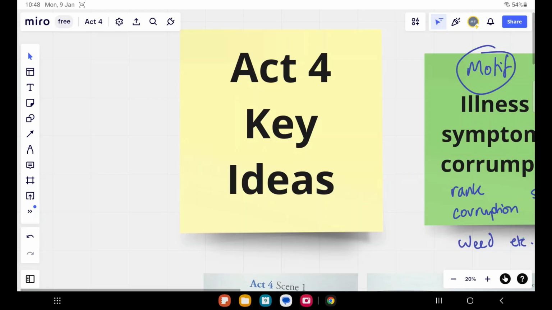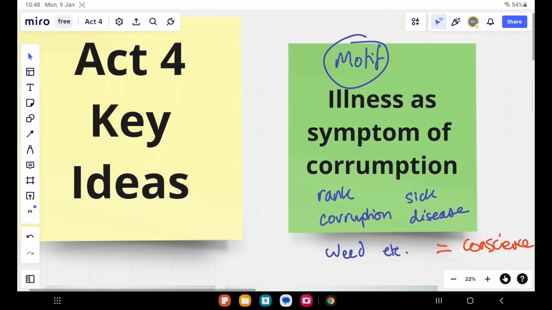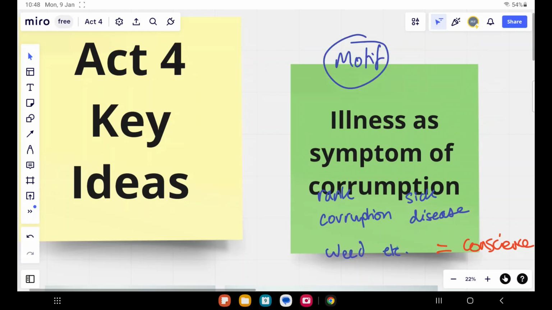We're going to skip through and look at some key ideas and how they relate to things that appear earlier in the play, especially ideas like motif. It's a nice bit of critical terminology. A motif is an idea that's continually returned to through a work of art. You might know of leitmotifs.